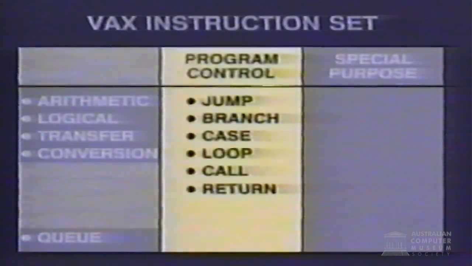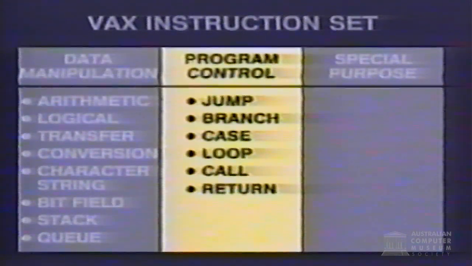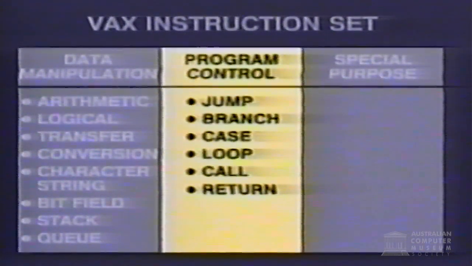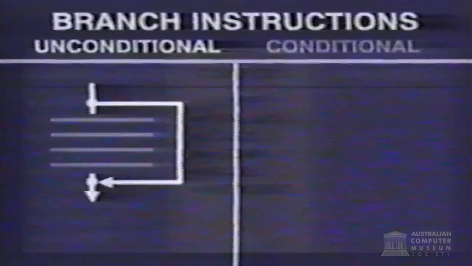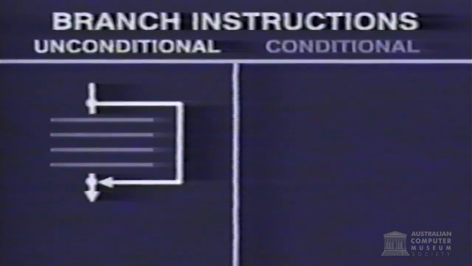The second category of instructions, program control, are used to change the flow of program execution. These instructions alter the contents of the program counter to change the instruction sequence. Let's look at a few examples. There are unconditional branch instructions which always transfer program control to the branch destination. These instructions don't test values, bits, or condition codes.